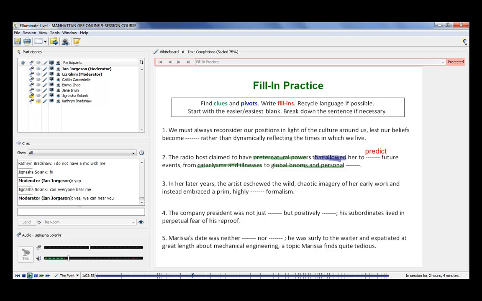And from cataclysms and illnesses to global booms, so it's basically describing the kind of things he used to predict. So that is cataclysms and illnesses to global booms, and I think personal predictions. So again, predictions there in the second blank.